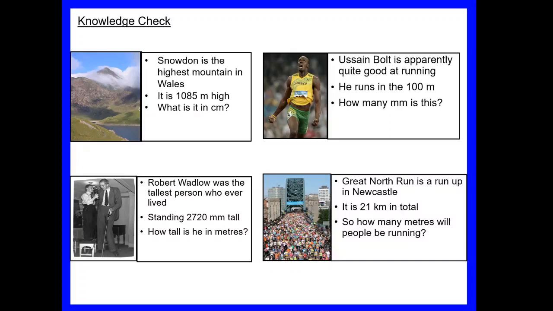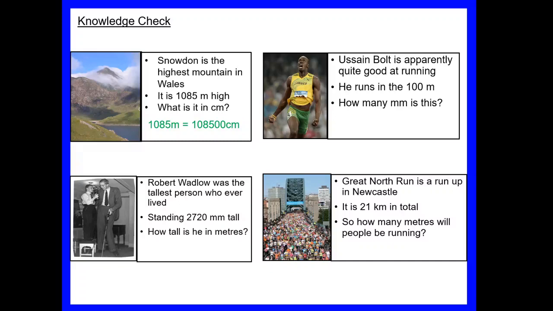Okay, let's have a look at the solutions. So the first one, Snowdon, the highest mountain in Wales, is 1,085 metres high, and we want it in centimetres. So to change from metres to centimetres, we know there are 100 centimetres in a metre, and if I want to go from metres to centimetres, I times by 100. So 1,085 metres is 108,500 centimetres. So we've simply times by 100.